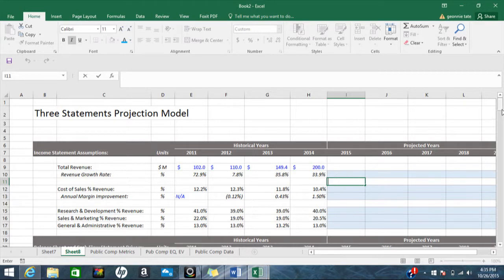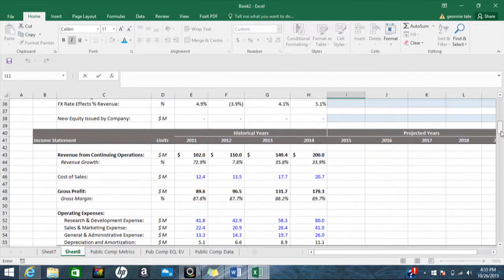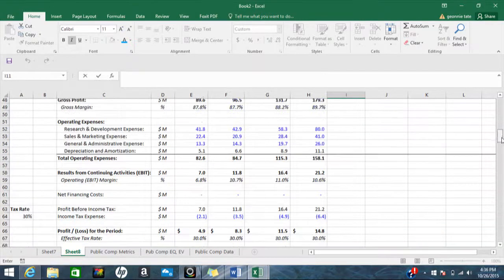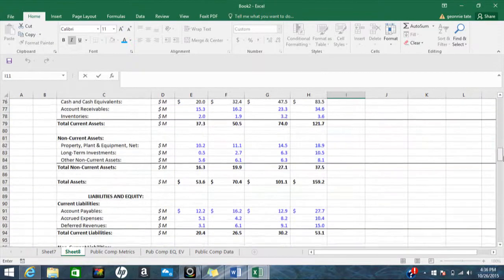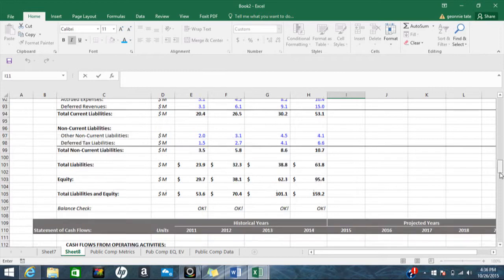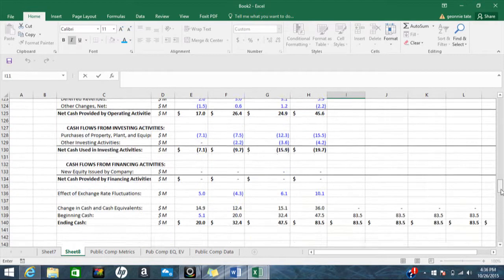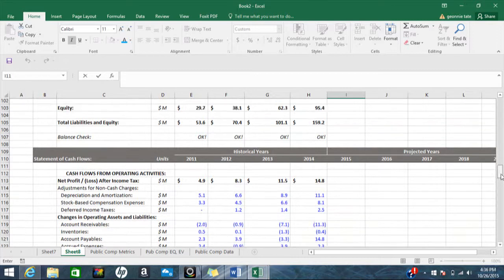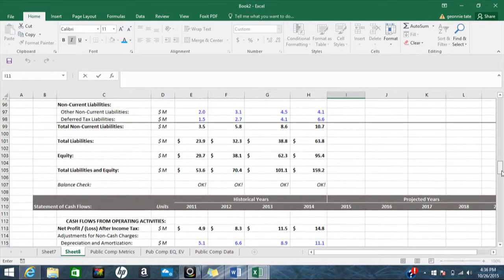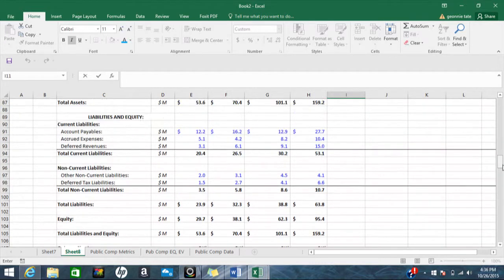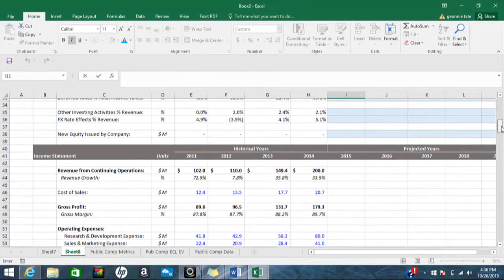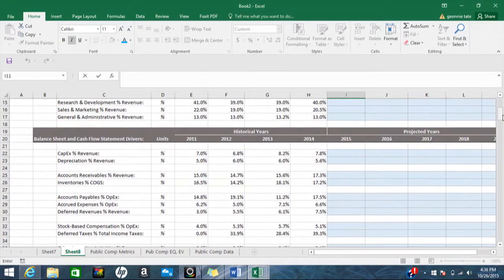So the first thing you need for a company that you're evaluating to make this model is the three statements, which are the income statement, the balance sheet, and the cash flow statement. And you need the 3 or 4 latest historical years for those three statements of the company that you're evaluating. Here we have 2011, 2012, 2013, and 2014.